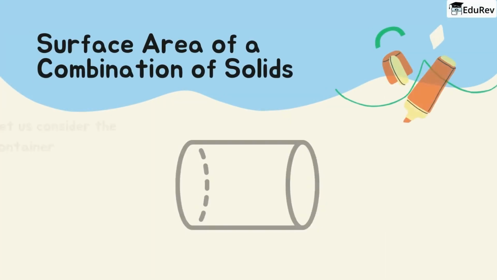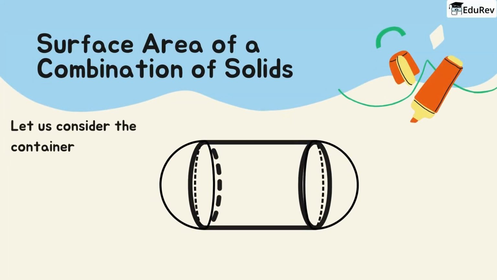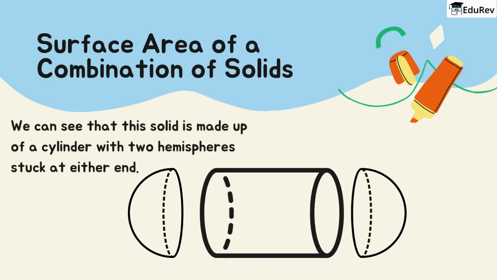Now, we will talk about the surface area of a combination of solids. Let us consider the container. Can you find the surface area of this container? Let's try to break it down further. We can see that this solid is made up of a cylinder with 2 hemispheres stuck at either end.